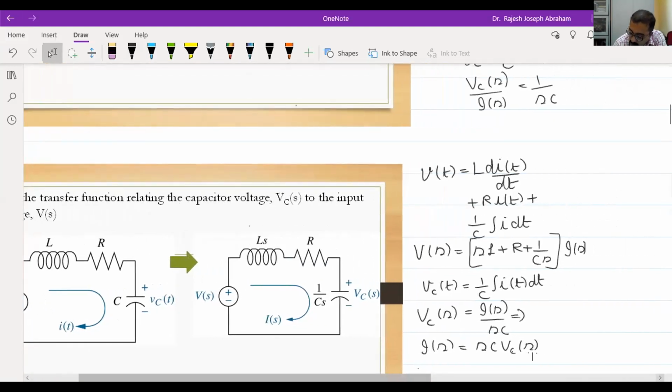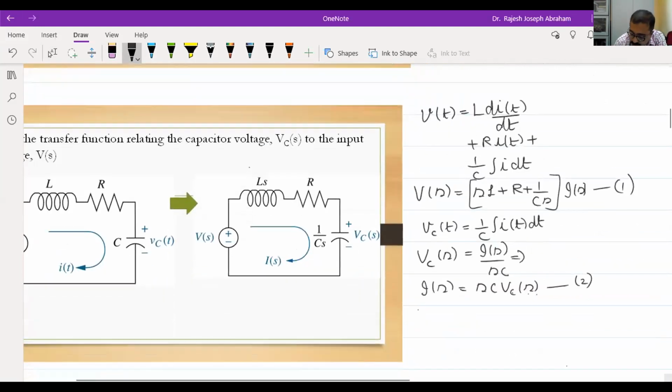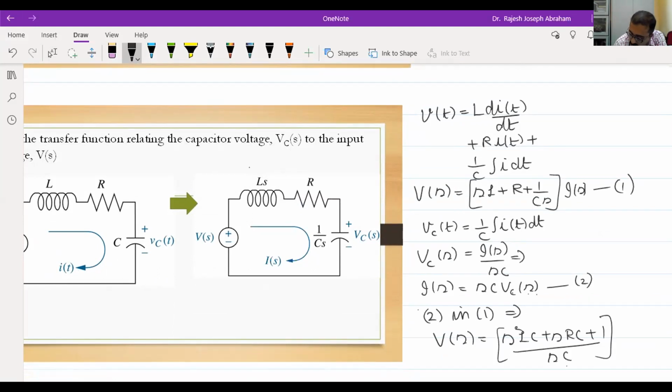It means what? We can substitute I of S from here into this equation. Let me call this 1 and this 2. Putting 2 in 1, what will you get? We will get V of S is equal to, let me take the LCM here, (S square LC plus SRC plus 1) divided by SC, into I of S.